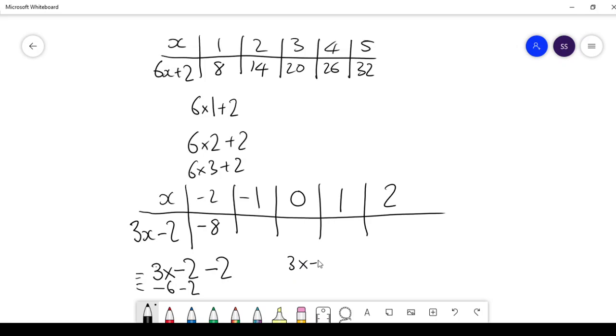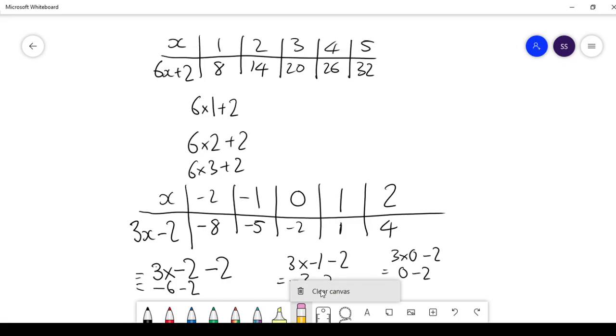Now let's do the next one. 3 times minus 1 minus 2. Again, we've got a negative times a positive, so that's minus 3 minus 2, which is minus 5. And I'll do one more with you. When x is 0, we've got 3 times 0 minus 2. 0 times anything is just 0, so that's 0 minus 2. It's minus 2. And then the next ones are 1 and then 4.